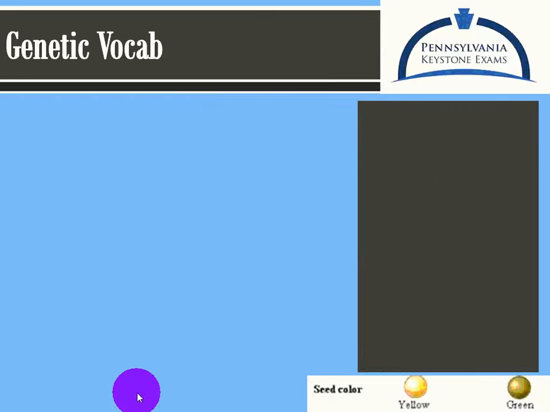So with genetics, there's a lot of crazy vocab. And I'm going to walk us through with this example down here. So we're going to look at seed color as one of Mendel's traits. We have yellow and we have green. And that's what we're going to be focusing on. As I go through all these terms, I'm going to keep linking them back to this idea.